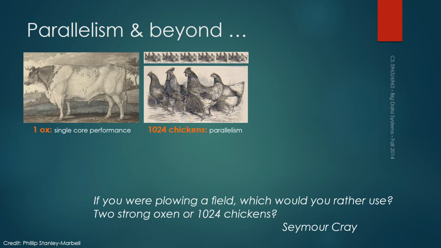So this is coming from somebody who's actually advocating the exact opposite a few years from when he made this quote. But let's look at where we are. If you consider a single ox, for a very long time, this is where we were. Let's get the strongest ox that I can buy, and use that to plow our field. I'll get done faster. This is what your single core performance can be equated to.